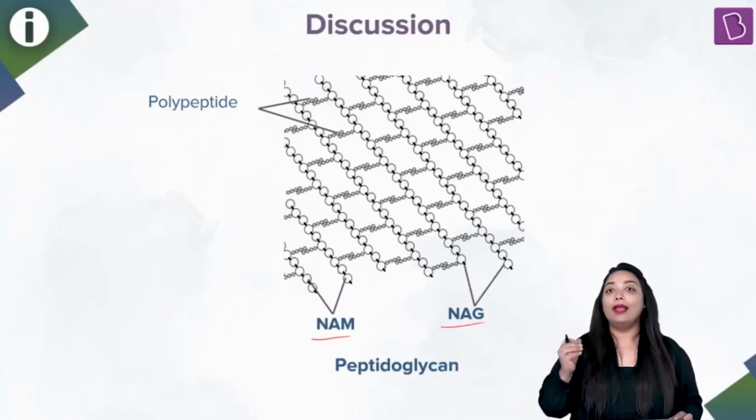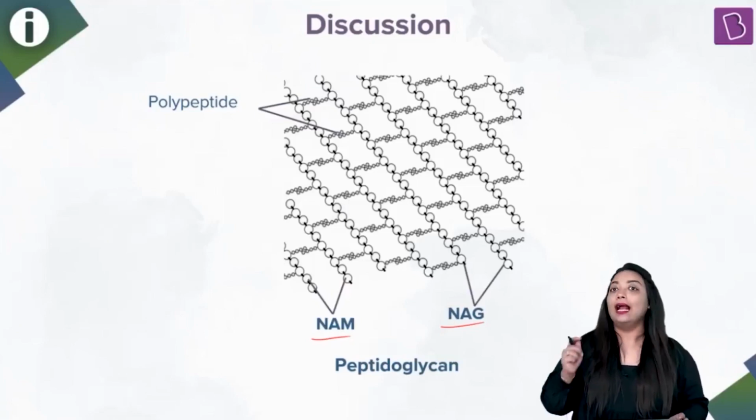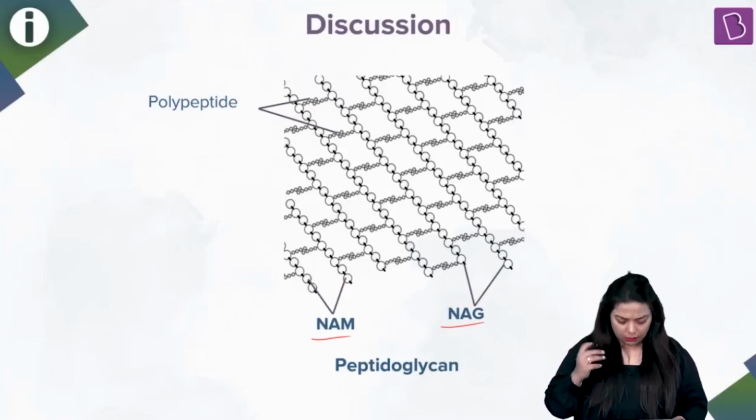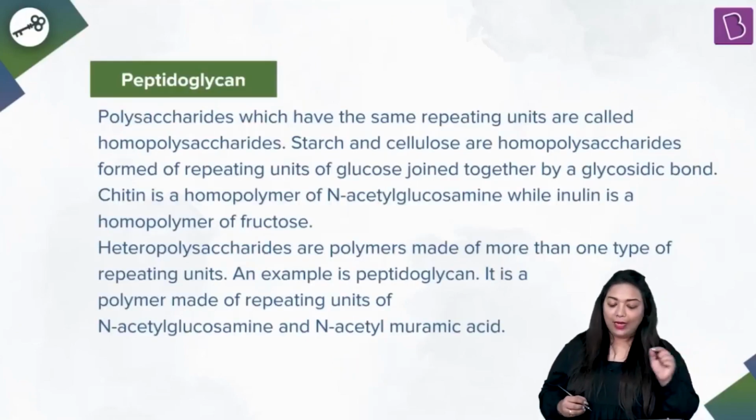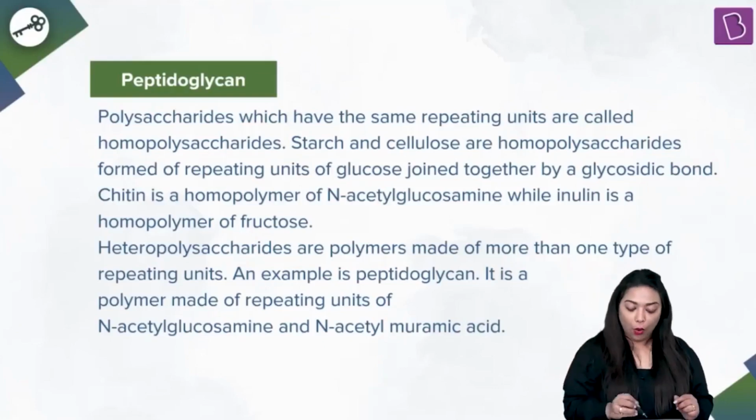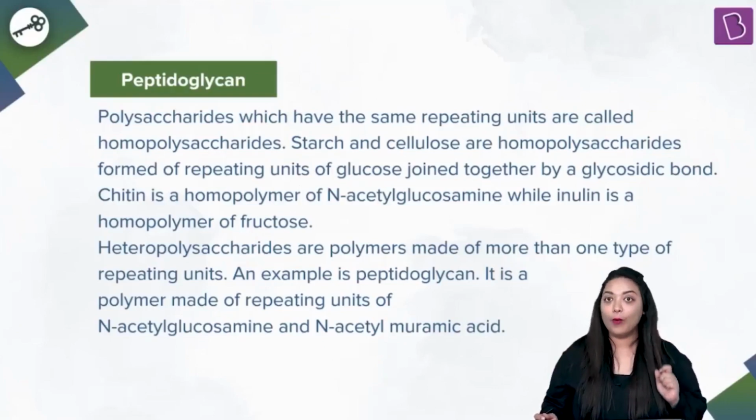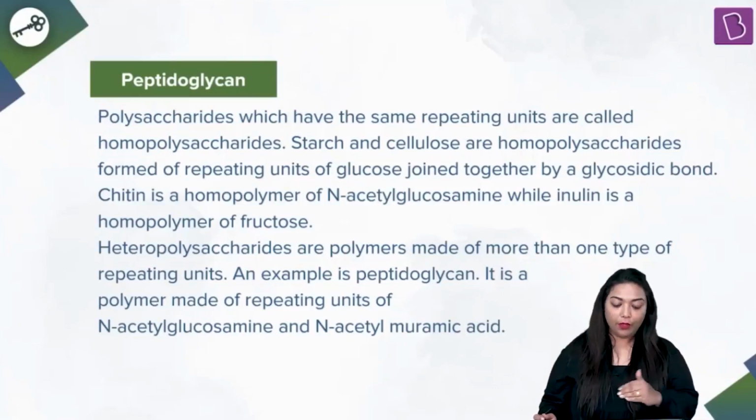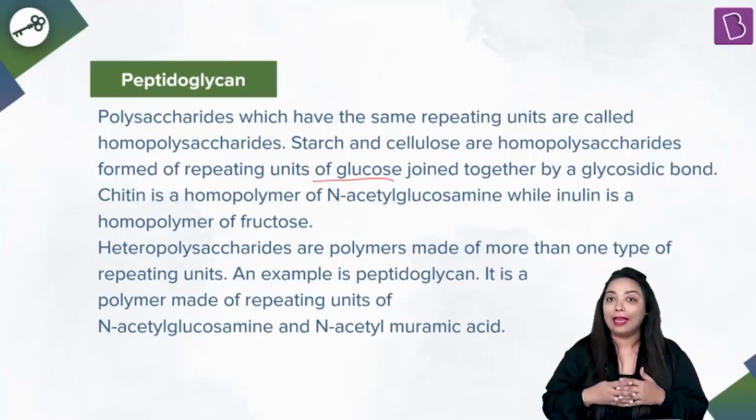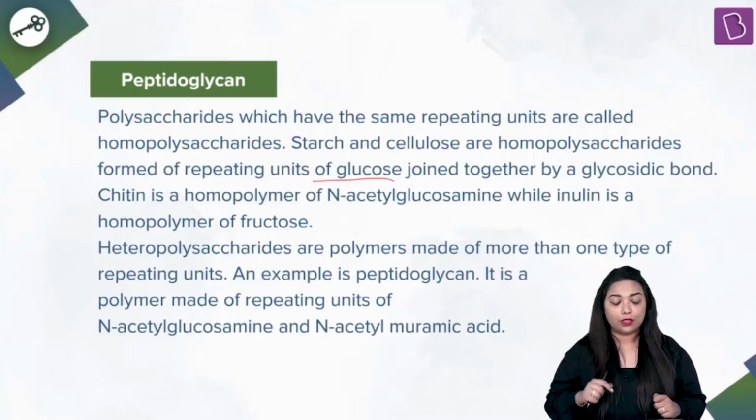NAG stands for N-acetyl glucosamine. I'm going to give you the spelling, don't worry. And N-acetyl muramic acid. Polysaccharides which have the same repeating units are called homopolysaccharides. Starch and cellulose are homopolysaccharides formed of the repeating units of glucose joined together by glycosidic bonds. Remember the name of the bond, very important.